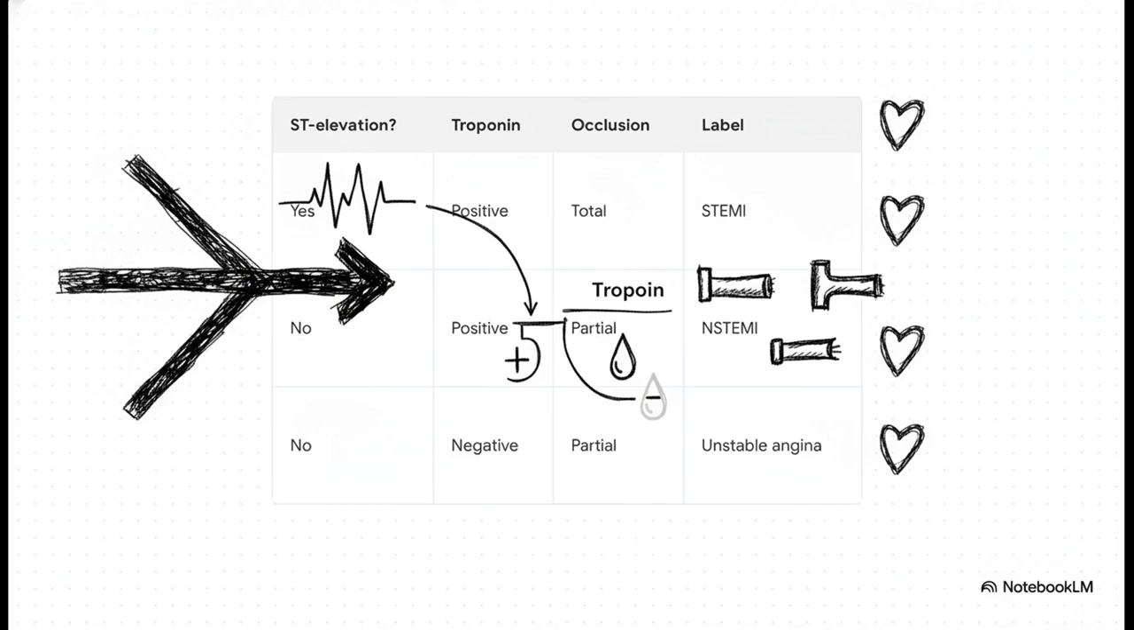Once you've made that split, then you look at the troponin. The troponin splits the non-ST elevation side into either an N-STEMI if it's positive or unstable angina if it's negative. So lock this pattern in. ST elevation handles the first big split, and troponin handles the sub-branch. Neither the ECG changes, nor the troponin alone makes the diagnosis. You absolutely have to read them together in the clinical context.